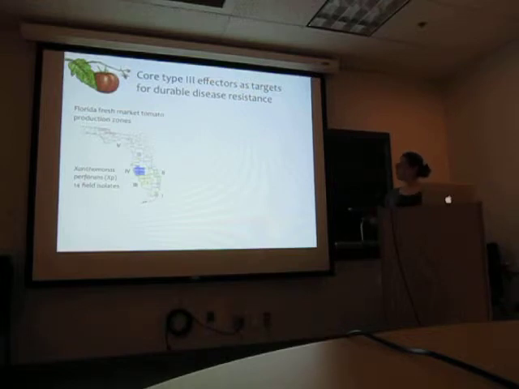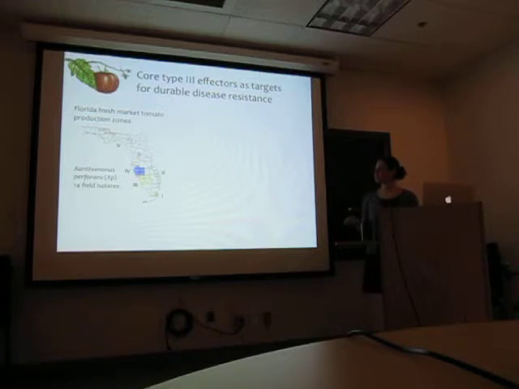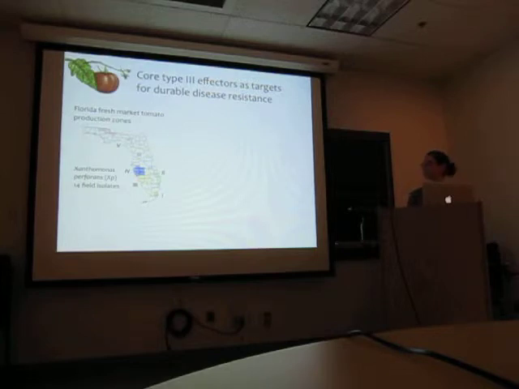And so to begin to find out what these core type 3 effectors were in our pathogen, we have been collaborating with a lab at the University of Florida in Gainesville, and they collected isolates of the species that is predominant in Florida. It's called Xanthomonas perforans, or XP, and they collected various isolates from all 5 of these fresh market tomato production areas throughout the state, and we did Illumina sequencing of 14 of these isolates and used this to predict the repertoire of type 3 effectors in each strain.